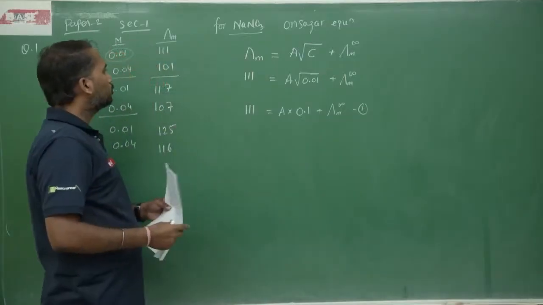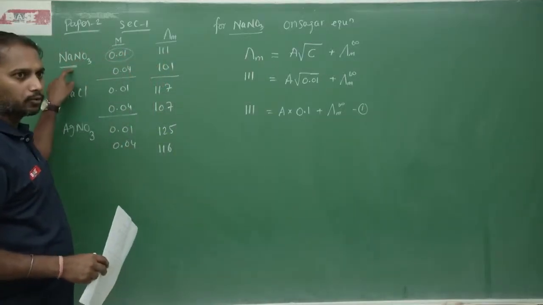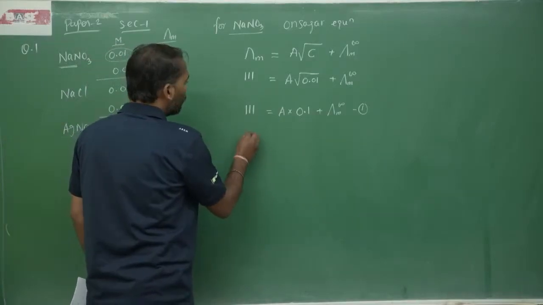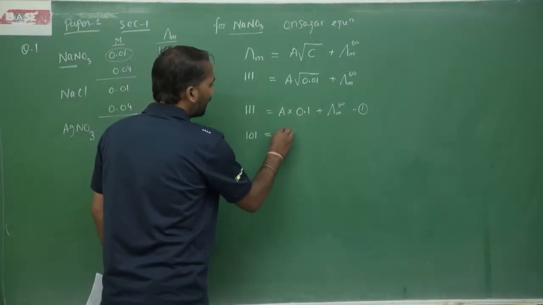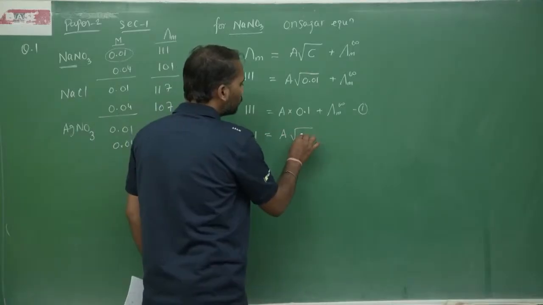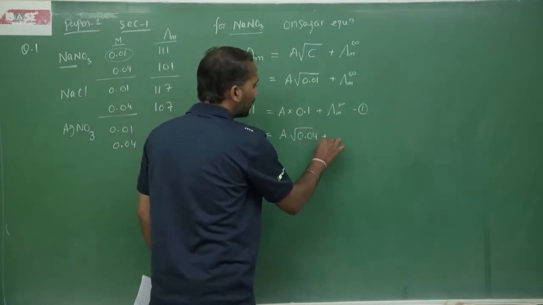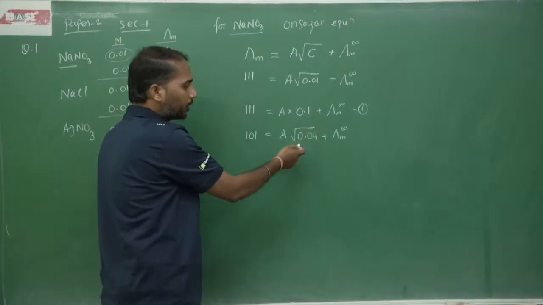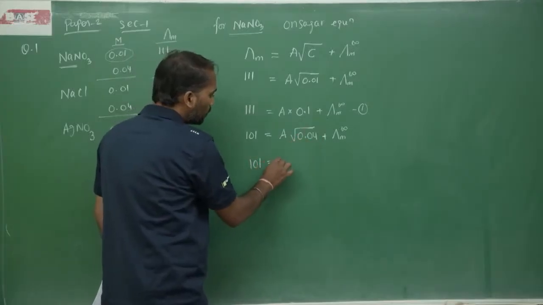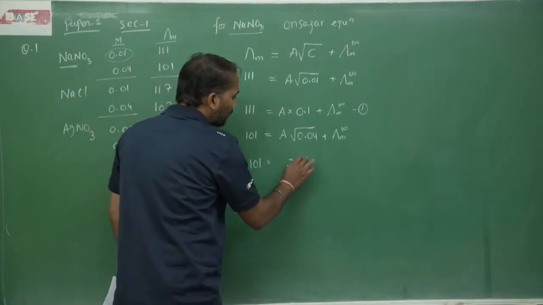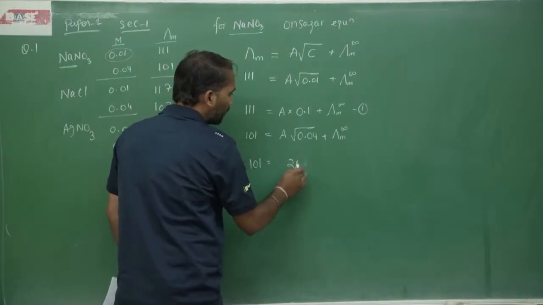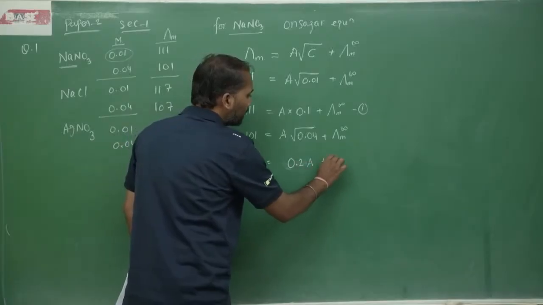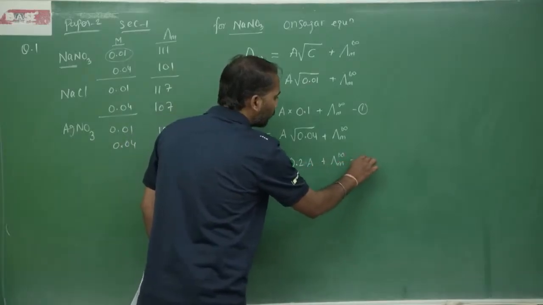Then I'll write for 0.04 concentration of NaNO3. The molar conductivity given is 101, equal to A into root of 0.04 plus lambda infinite again. Now 0.04 is also a perfect root, 2 into 10 power minus 1, or 0.2. So 101 equals 0.2 into A plus lambda infinite. Let this be equation 2.